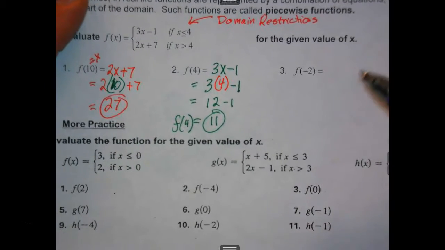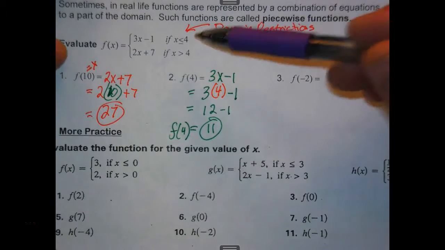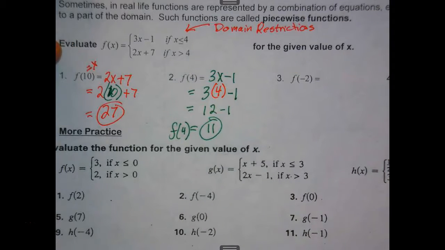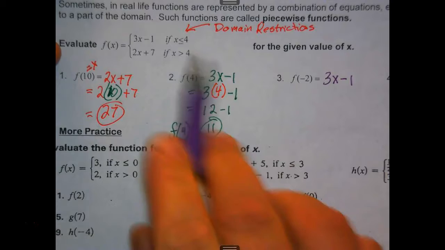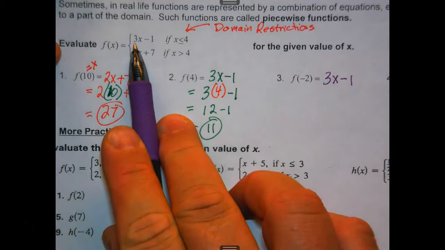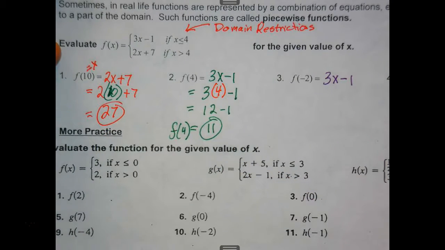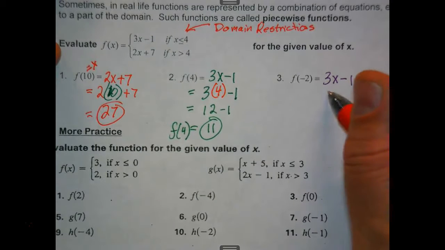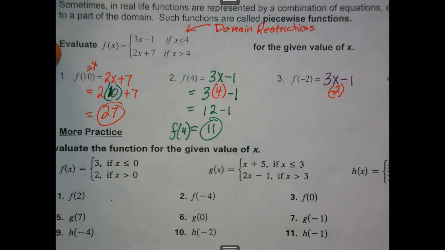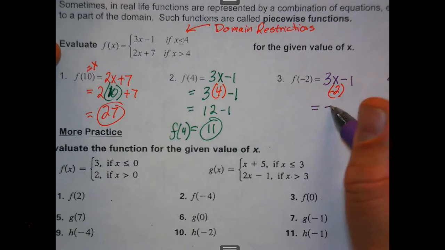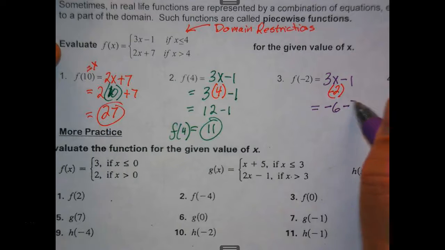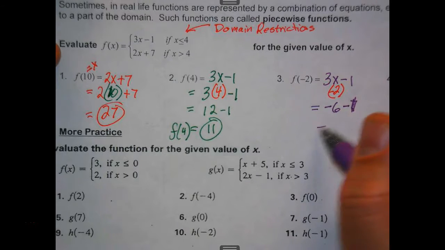Okay, number 3, the f of negative 2. Which one of these am I going to use? 3x minus 1, because negative 2 is less than or equal to 4. So I use this expression. For x, I'm going to put in negative 2. So I get 3 times negative 2 is negative 6, minus 1 is negative 7.